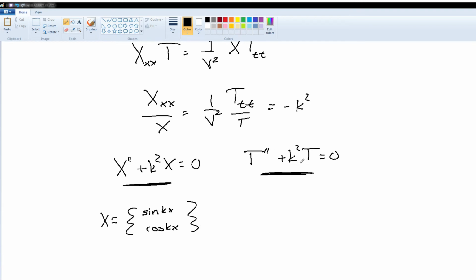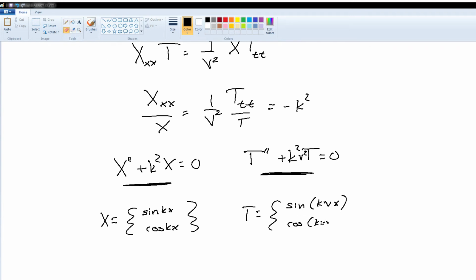I forgot a v, didn't I? Yeah, that's okay. There's a v squared here. So here it would be similar, except now we have a function of t. So we get sine of kvx and cosine kvx.